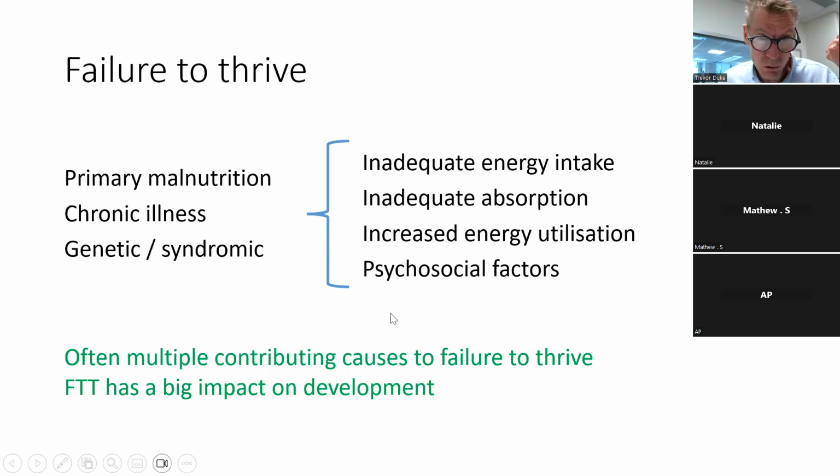And all children with failure to thrive have combinations of inadequate energy intake, inadequate absorption, sometimes increased energy utilisation if they've got a chronic inflammatory condition where they're using more energy than normal. And often there's psychosocial factors within a family in a child who's failing to thrive. Not always, but often there is. And as I said, there's often multiple factors contributing to failure to thrive, and it has a very big impact on a child's development.